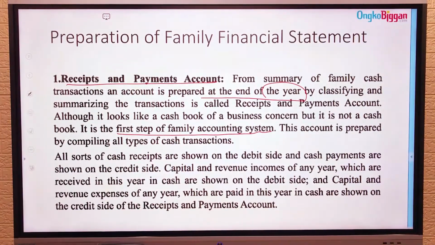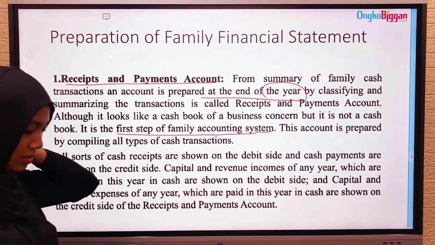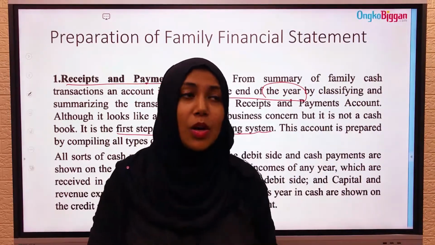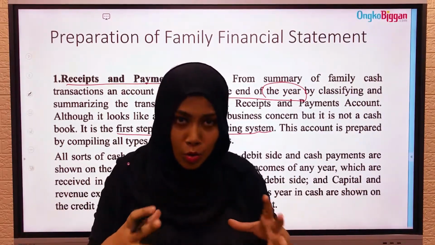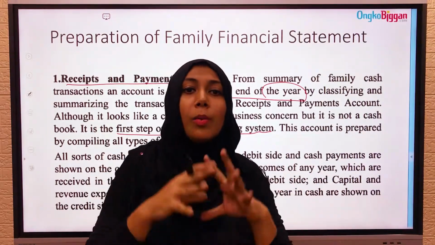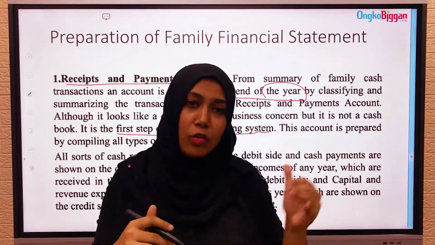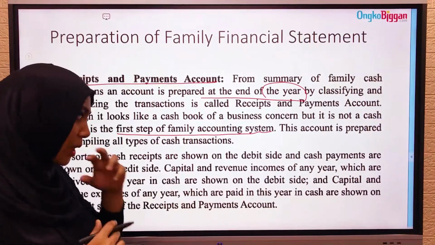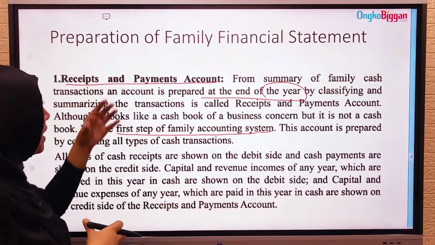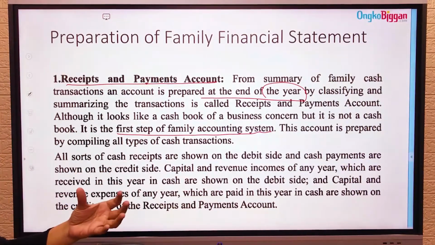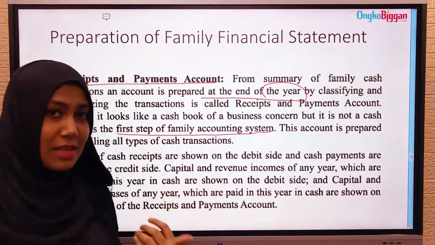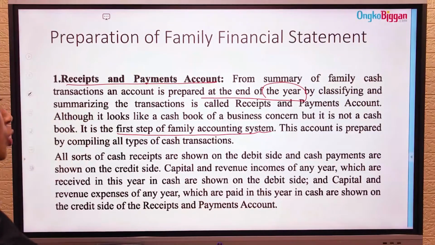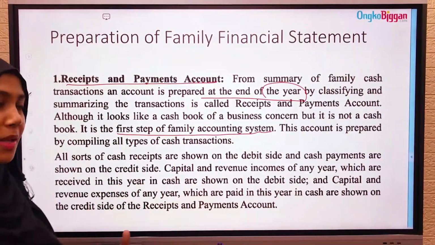This account is prepared by compiling all types of cash transactions. Like in a business organization, we maintain a cash book. But for a family, we do not maintain one; we record all the cash transactions at the end of the year. We compile all the cash receipts and cash payments together and make this account, showing from which sector we are getting the cash and in which areas we are paying the cash.